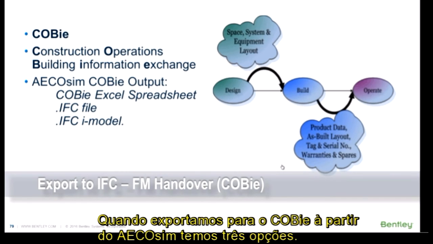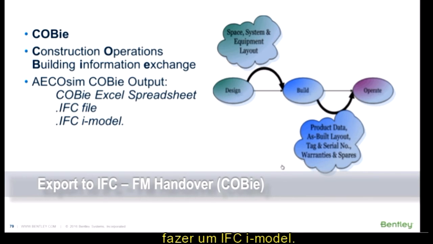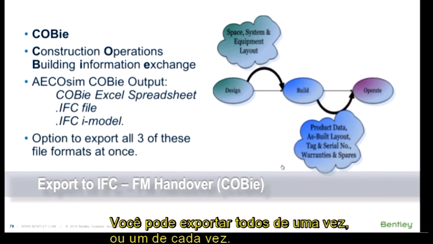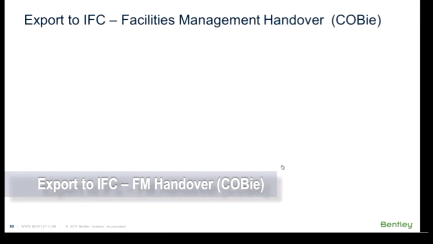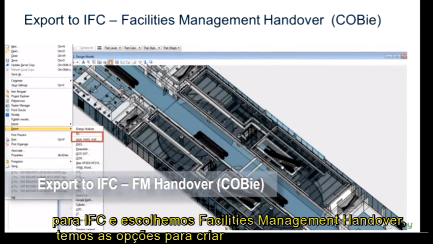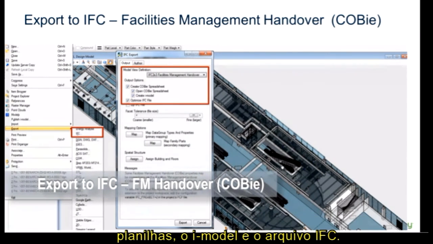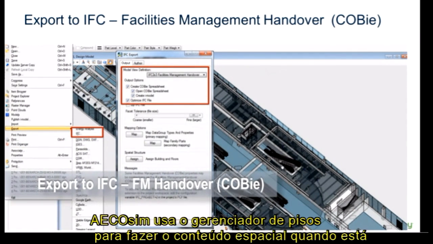When we export COBie from Building Designer, we have three options. We can go to the standard COBie Excel spreadsheet, we can go to the standard IFC model, or we can go to an IFC iModel. When you export out, you can do all of them, one of them at a time. This is one of the floors in the airport, and you're seeing it's just going to export IFC, and we choose Facilities Management Handover, selecting all the options to create the spreadsheet, the iModel, and the IFC file.